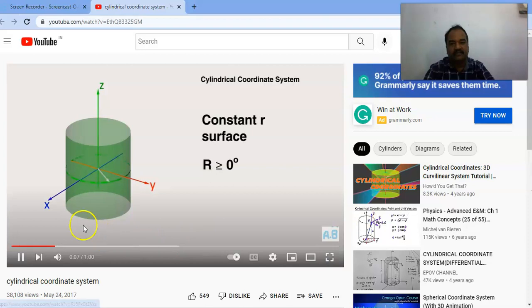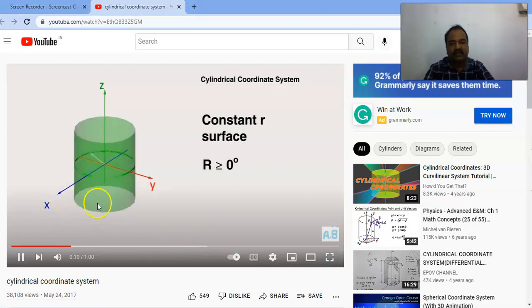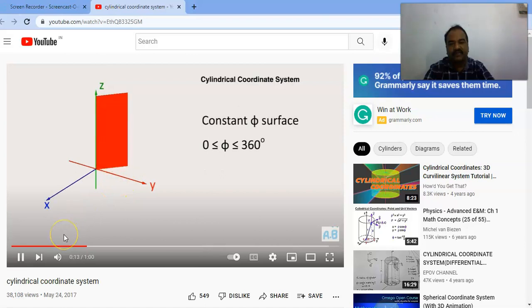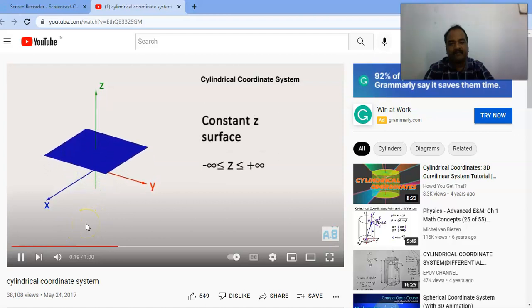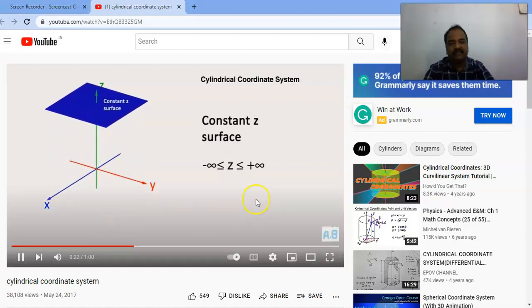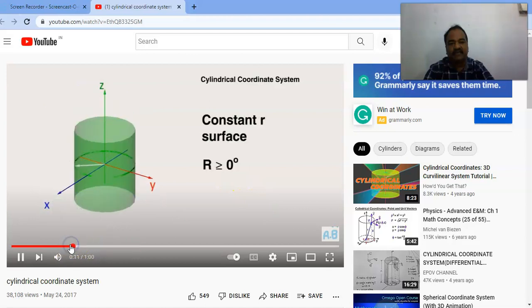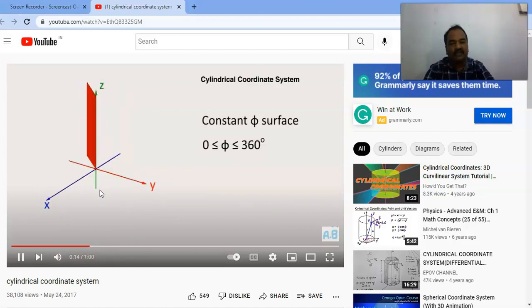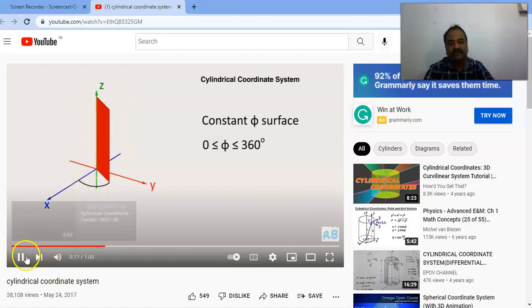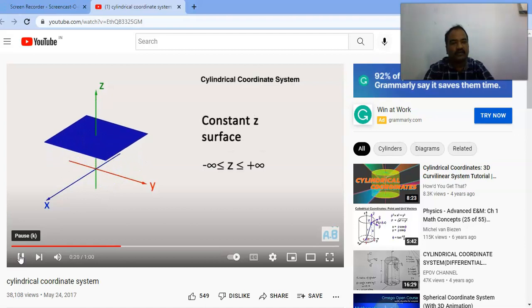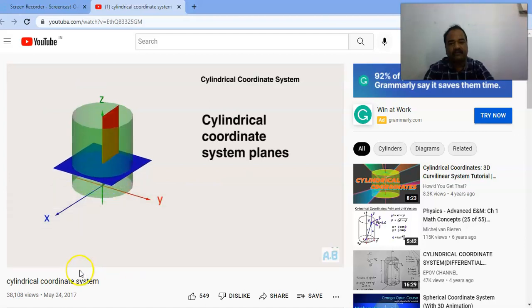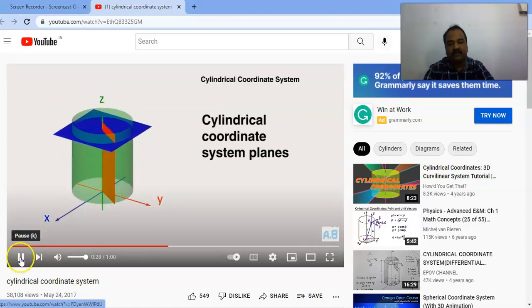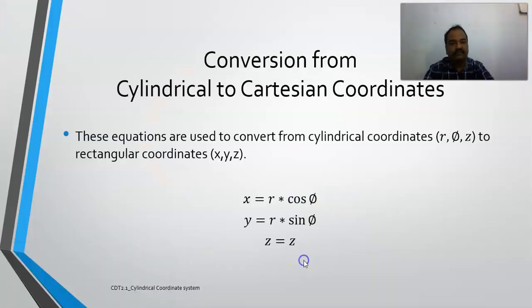So, the cylindrical coordinate system. This is a representation of r, this is the phi representation, and this is the z representation. So z varies from minus infinity to infinity, r varies from 0 to infinity, and the phi angle varies from 0 to 2 pi. So this is the representation of r, phi and z. Okay. Now see, this is a three-dimensional view. Now, having discussed these things, you will see the conversion between the cylindrical and Cartesian coordinate systems.